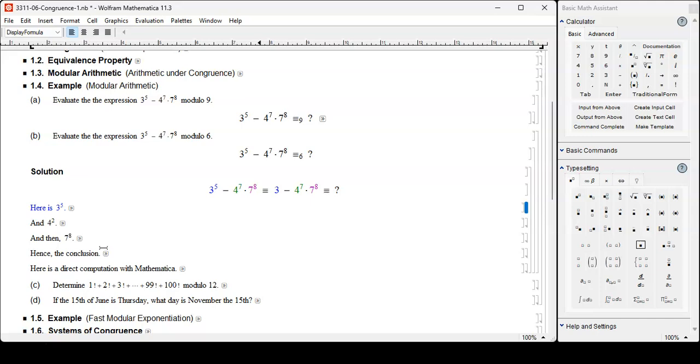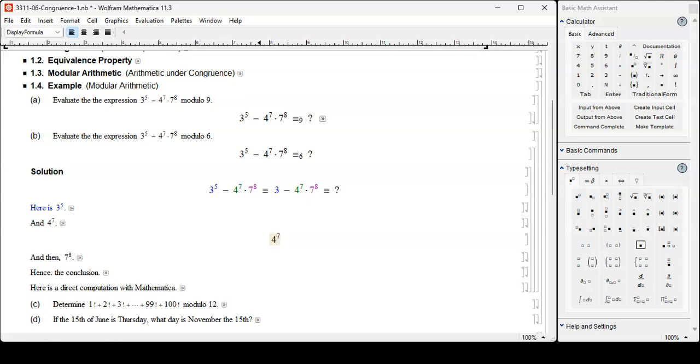Okay, how about 4 to the 7th power? 4 squared first. No, 4 is congruent to negative 2. That's going to be more convenient because we are doing modulo 6, we can reduce the absolute value. So 4 squared is congruent to negative 2 squared, that's 4. So 4 squared is back to 4.